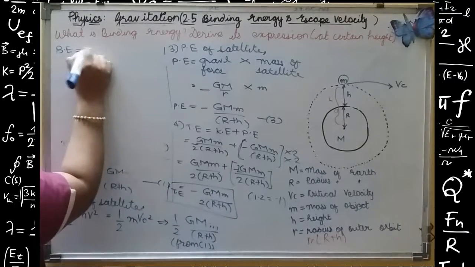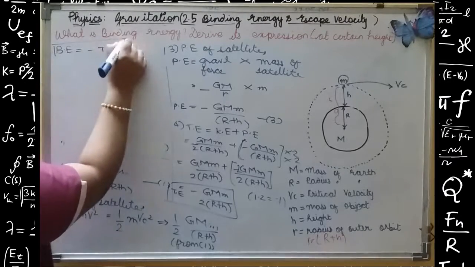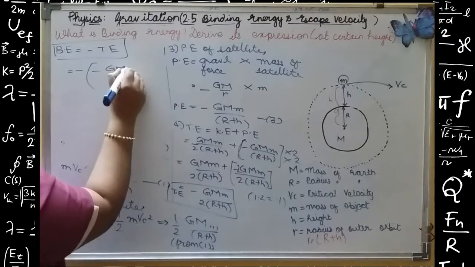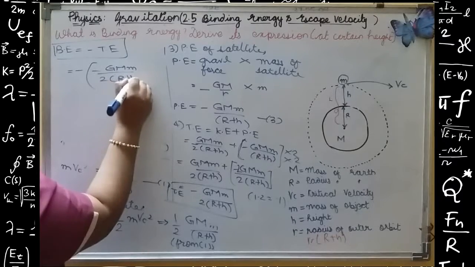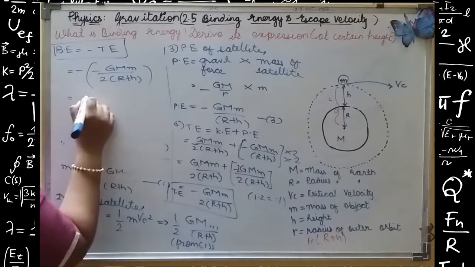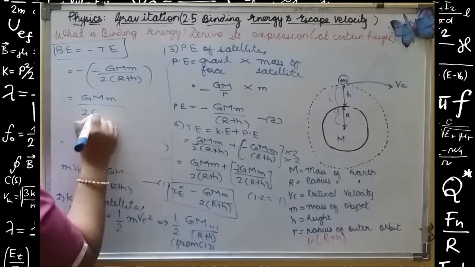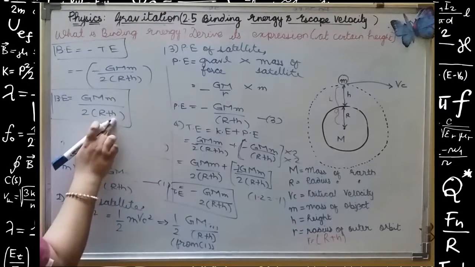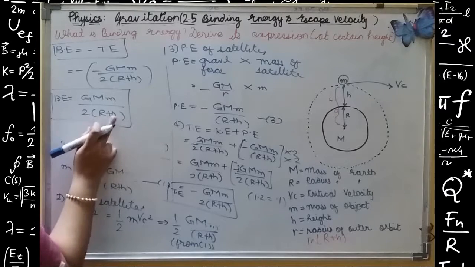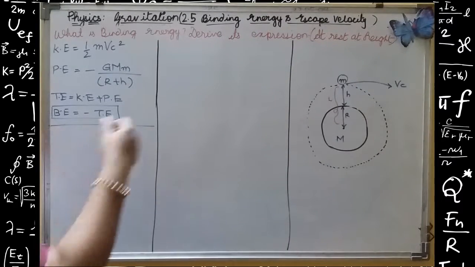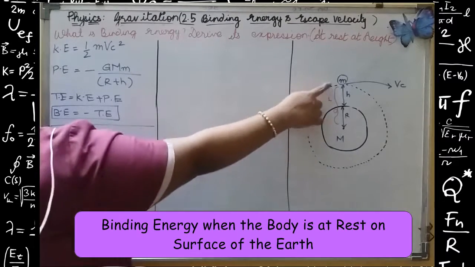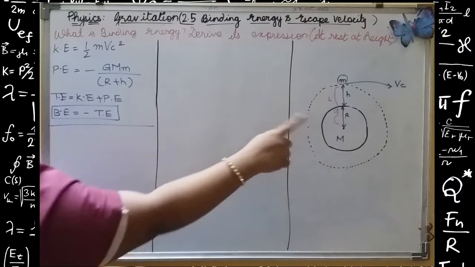Binding energy is nothing but the negative of total energy. So what is total energy? It is nothing but minus GMm upon 2 into R plus h. Minus minus becomes plus, so it would be GMm upon 2 into R plus h. So this is the binding energy of a satellite revolving around the earth at a certain height. That is why h is being used in the expression. This is another scenario of binding energy, when the body or the satellite is at rest and not moving at a certain height. So what will happen? Critical velocity will become 0.